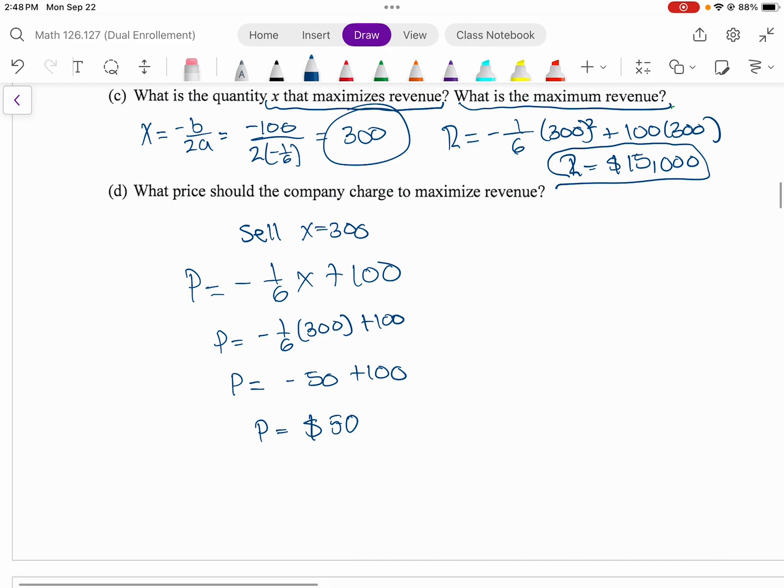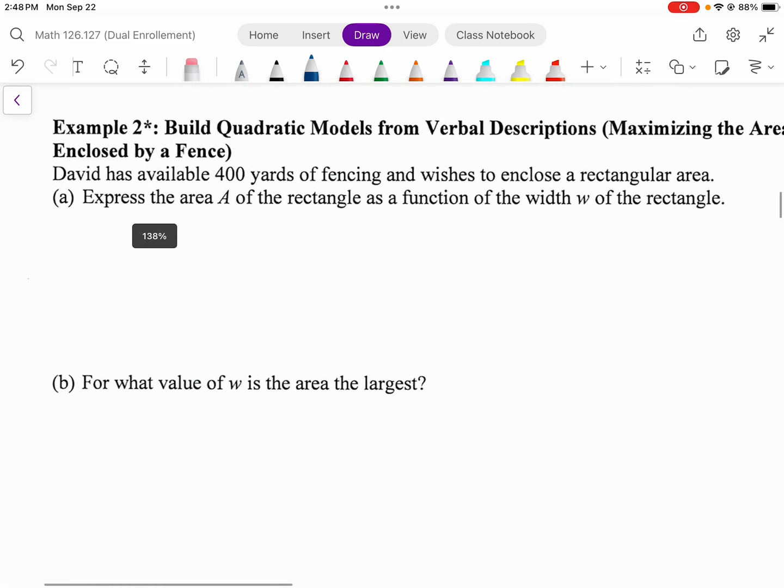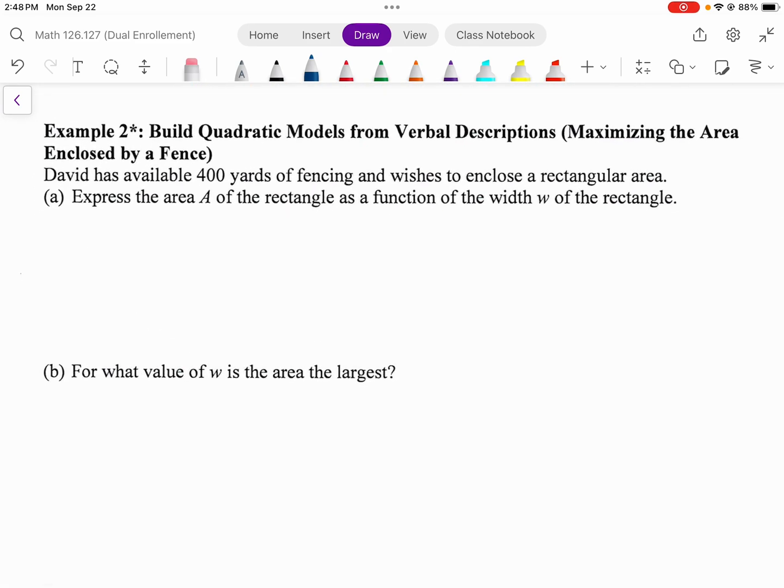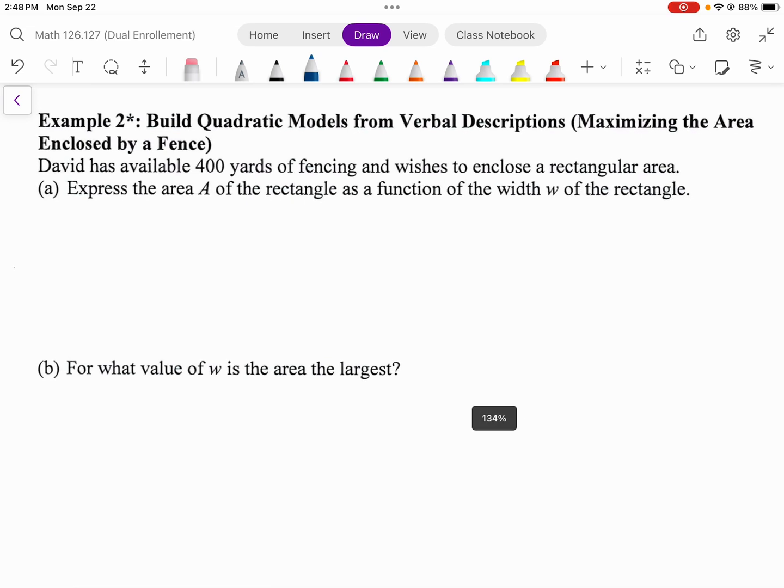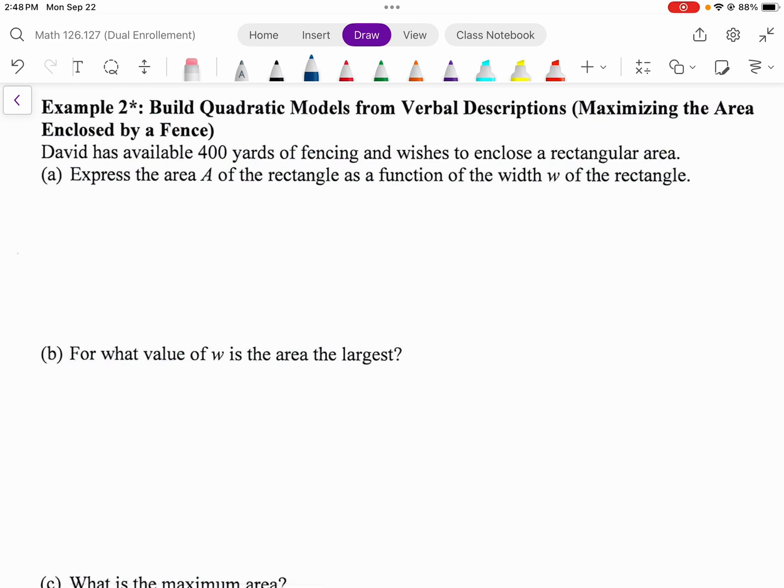Okay. Now, what if we need to create a model based on, I don't know, kind of a picture or something physical that is not necessarily economic? So for instance, David has available 400 yards of fencing and wishes to enclose a rectangular area. So if we draw a picture, we need a rectangular area. This is going to be my length. This is going to be my width. And we know that we have 400 yards.